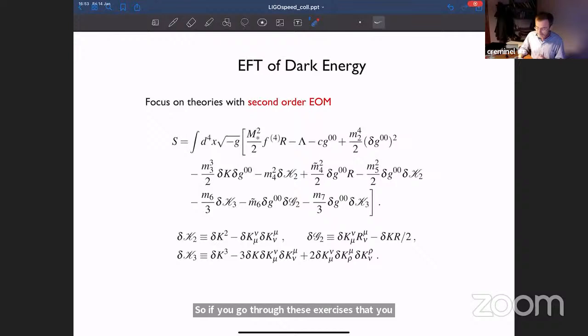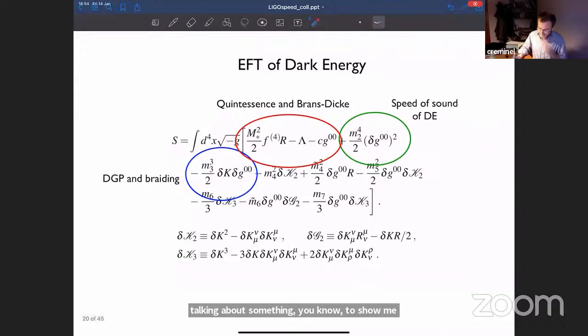So don't look too much at the details of this formula. You have many operators parameterized by various coefficients. And you can say, okay, now I will do my experiments and I will try to put bounds on what these parameters are. Let me do some examples just to say that we're talking about something not so mysterious. For instance, the first three terms describe a quintessence model. A quintessence model, as I said again, is a model in which you have a simple scalar field which is evolving along its potential.